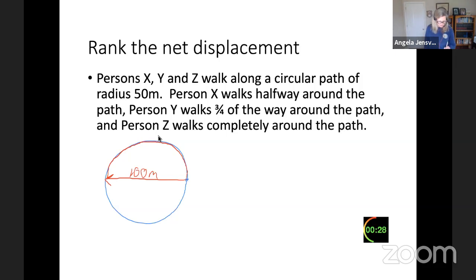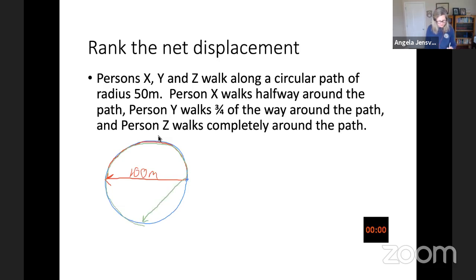Okay, what about person Y? They walk 3/4 the way. I'm going to start at the same place and go counterclockwise. It doesn't matter if you go clockwise or counterclockwise, you're going to get the same answer. So that displacement is this big. I'm not going to calculate it because we're just doing a ranking. Let's see if we can get away with not calculating it.